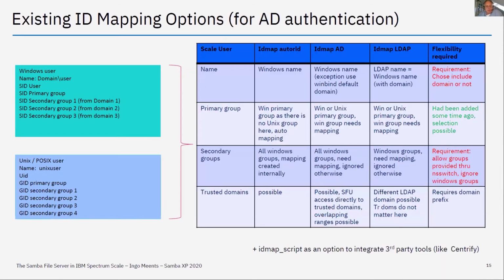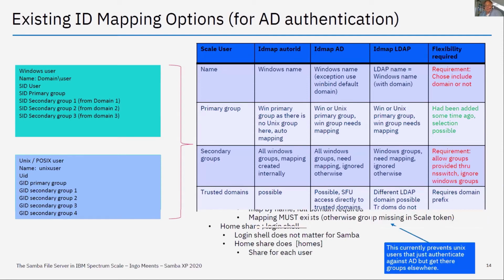So here's a summary of that thought. We have various ID mapping schemes in Winbind available. So that's the autorid, the idmap AD, idmap LDAP. And I talked about the primary group. So that's the selection of that has been added some time ago. So currently, we don't have a good answer for just doing the single name without the domain prefix. And the secondary groups using Unix token, ignoring the Windows token, that's also something that a lot of customers require.